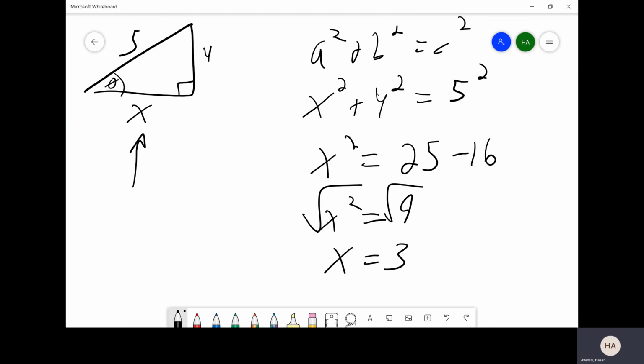We're solving for a length of something, right? Length, distance, measurement, that cannot be negative. So you don't need to worry about plus or minus 3. It's just positive 3 here. Okay, so great. We solved for x. X is equal to 3.